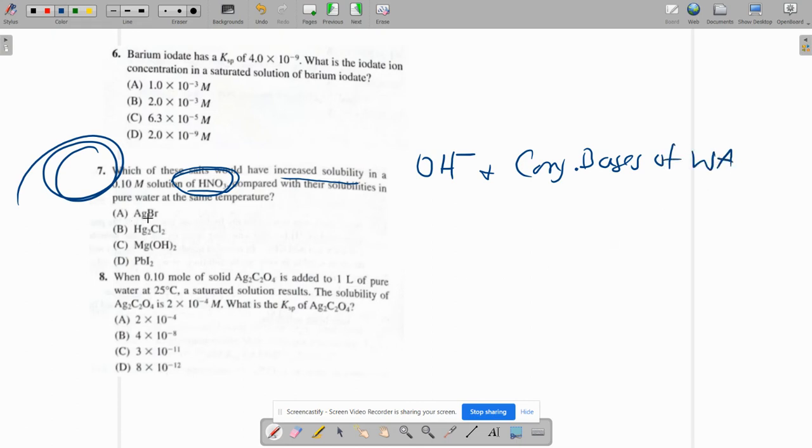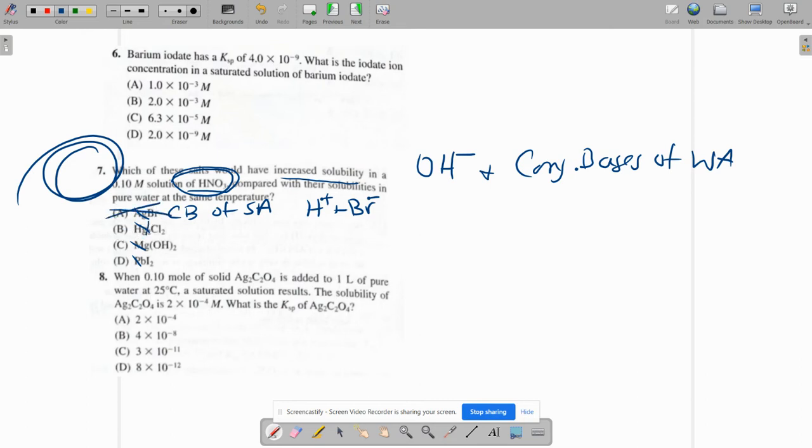So we got AgBr. So basically, the cation is not the issue. Okay, so we're just looking at the anions here. So we got Br minus. Well, that's a conjugate base of a strong acid. So what that means is that Br minus has no interest in hooking onto that H plus from this acid solution. So AgBr would be equally insoluble in water as it would be in an acid solution. So not the right answer.